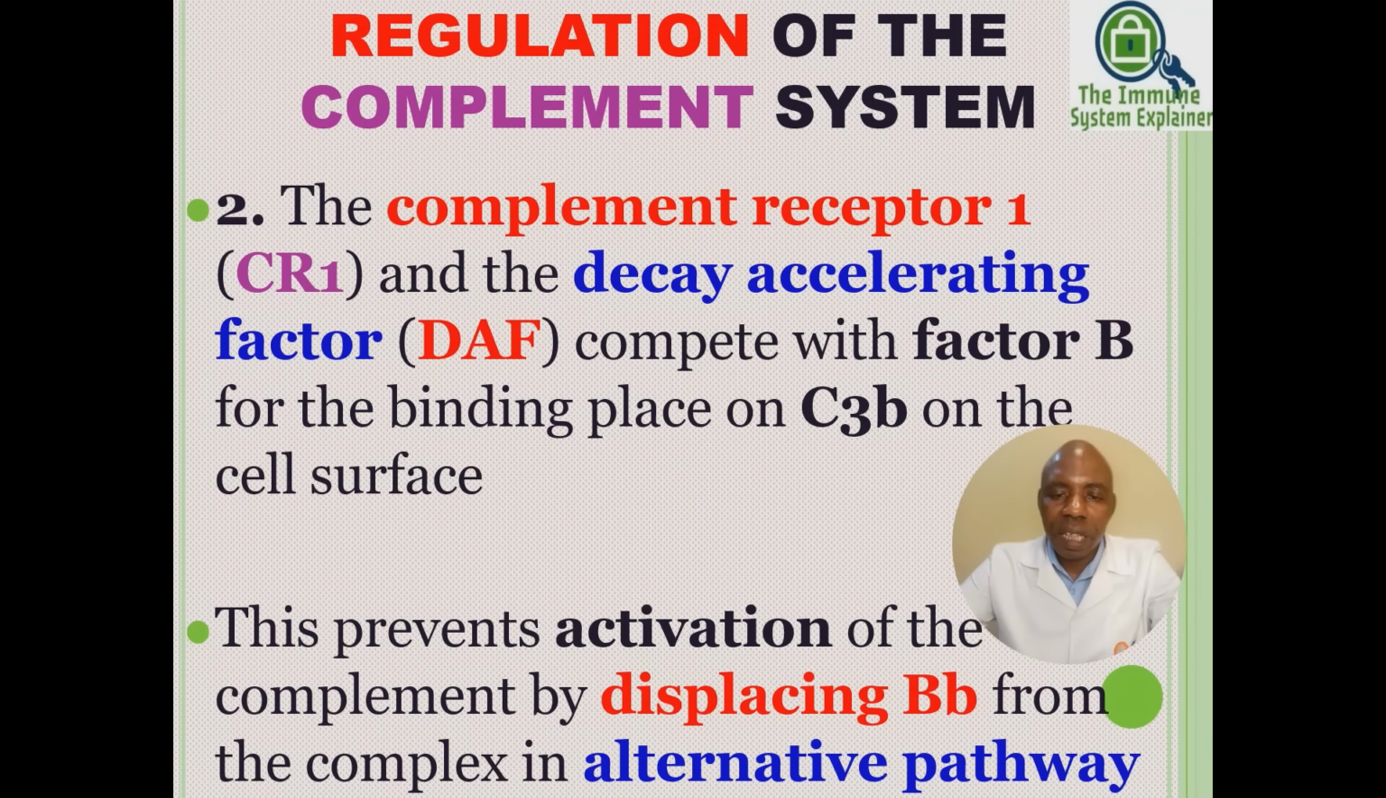The other point of regulation is the complement receptor 1 and the decay accelerating factor, DAF. These two compete with factor B for the binding place on C3b on the cell surface. So if these two proteins, CR1 and DAF, outcompete factor B, then they are going to displace B, and what this in essence means, ladies and gentlemen, is that we're not going to have the C3 convertase of the alternative pathway, and that slows the process of activation of the complement system on the cells of the host.